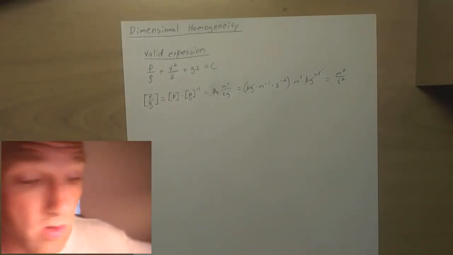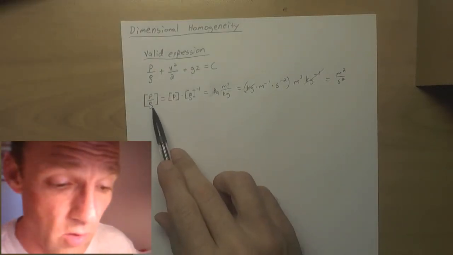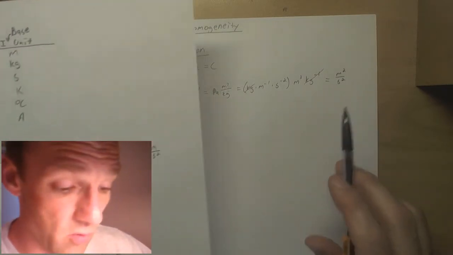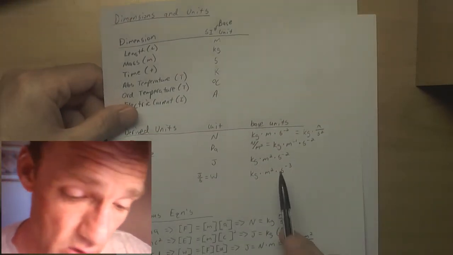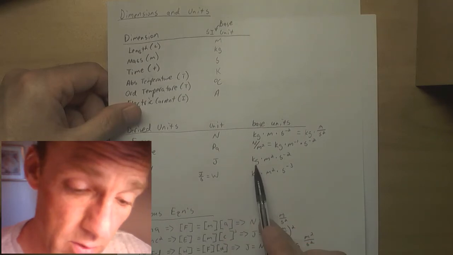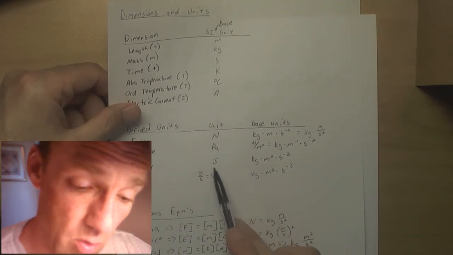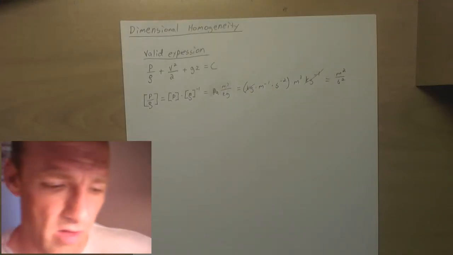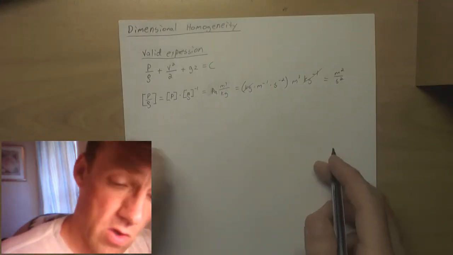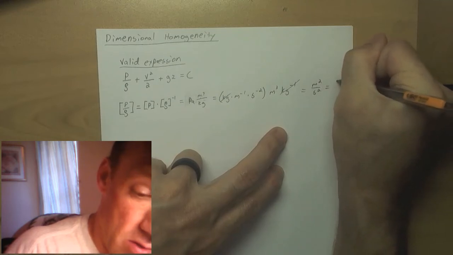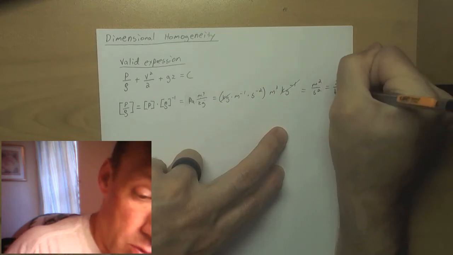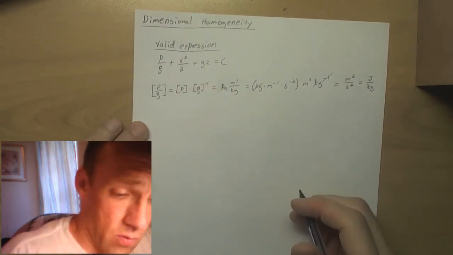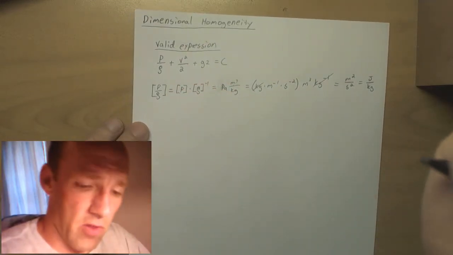Okay, so this term P over rho, pressure divided by density, has units of meters squared over seconds squared, which if you look at it is just joules without the kilograms. So it's kind of an energy per unit mass is what this works out to be. All right, and so I could also write this as joules per kilogram.